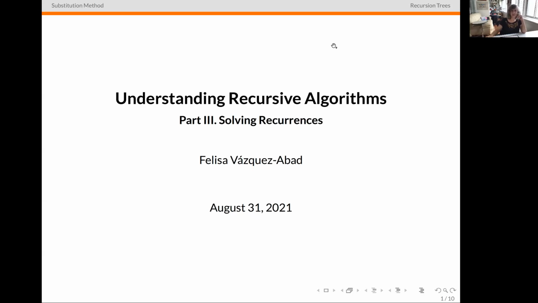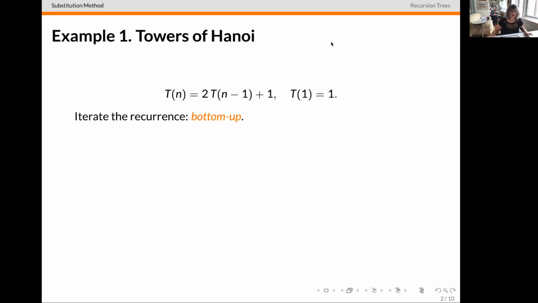Welcome to part 3, solving recurrences. This is part 3 of a series of YouTube videos that I've been doing, trying to understand recursive algorithms. What we're going to see today is how we solve recurrences. In order to do this, I'm just going to do it by example, very, very simple.